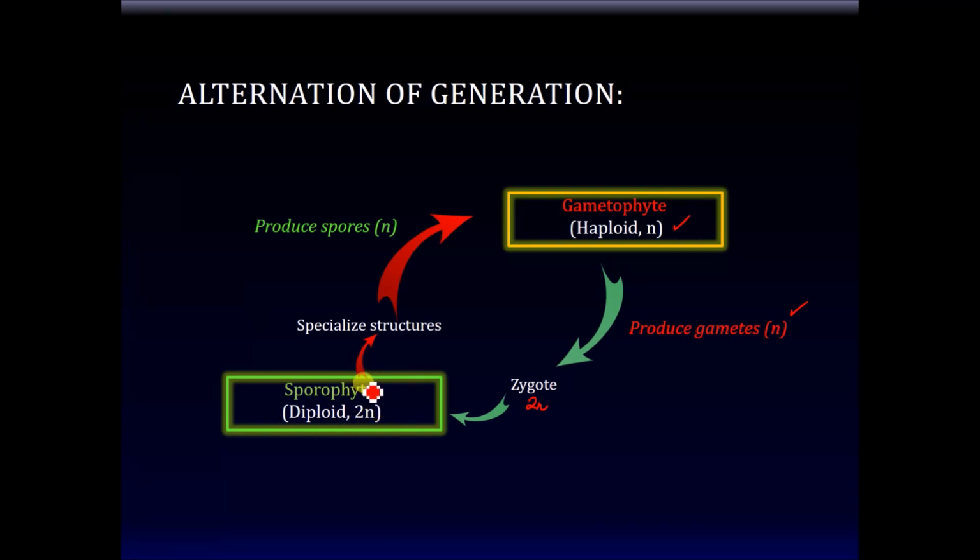Now, the sporophyte organism develops into, for example, a big tree. Some part of that tree, such as the flower, specializes, and it is these specialized structures that give rise to spores, which are also haploid. So even though the sporophyte generation is diploid, it is able to produce specialized structures where haploid spores can be produced. And it is these haploid spores that give rise to the gametophyte generation, which then produces the gametes.